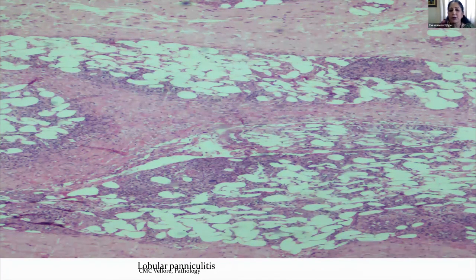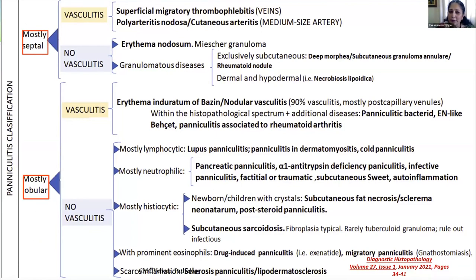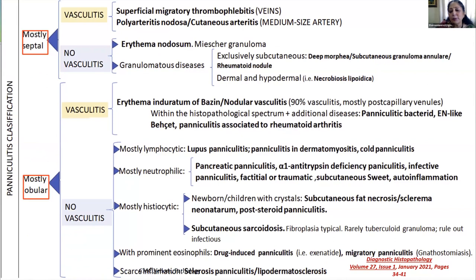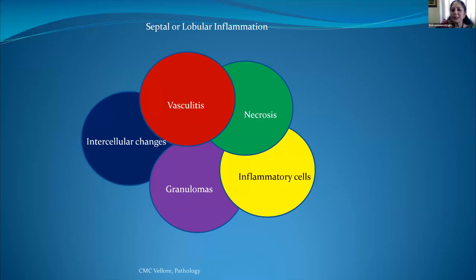So you've decided it is septal or lobular. 2 things to remember. Adults usually have equal numbers of septal and lobular panniculitis with or without vasculitis. There's a whole host of differentials with that. Whereas children usually have lobular panniculitis. The number of entities in septal panniculitis are very few in children, whereas in adults, you have many entities in both septal and lobular panniculitis. So now you've decided if it's septal or lobular.